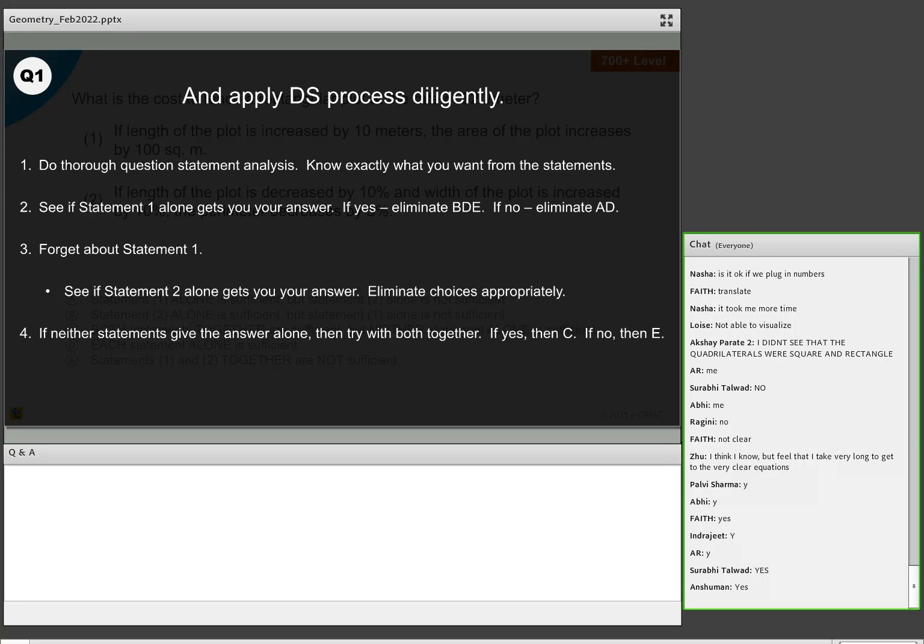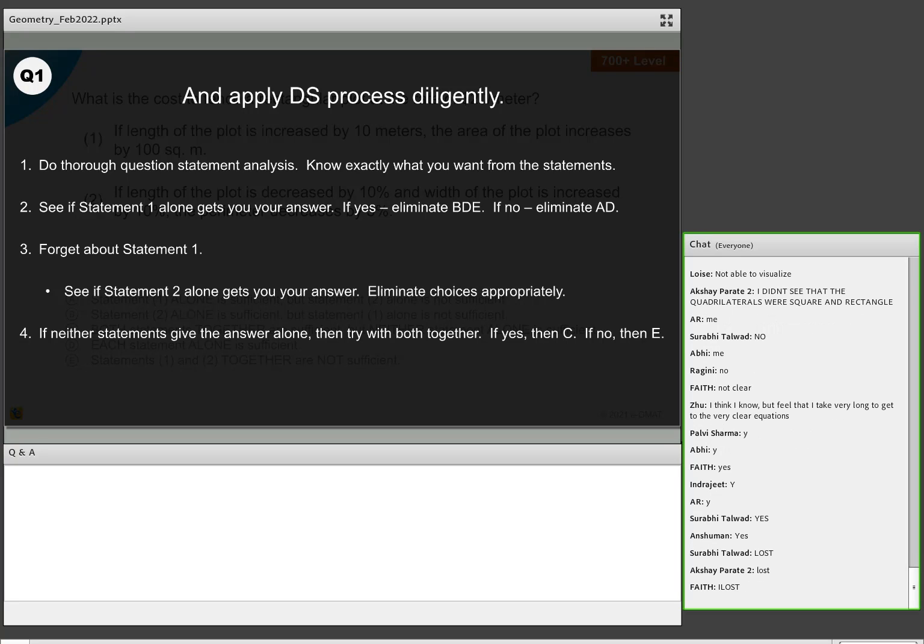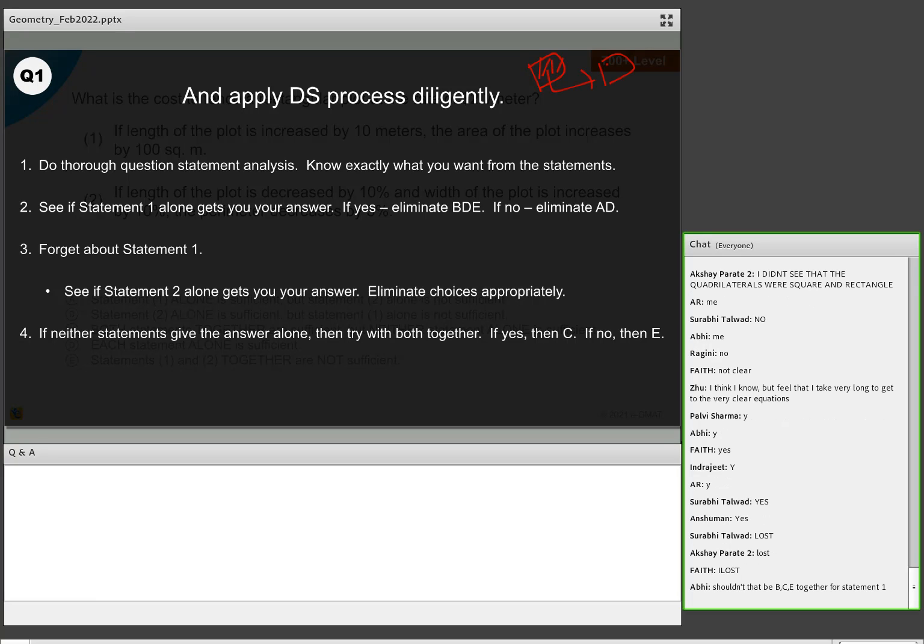Perfect. Yes, good. So statement 3 is the case where both statement 1 and statement 2 together are sufficient, but alone both of them are not sufficient. Option D is a very interesting option which says each statement as it stands is sufficient. If you take statement 1, you can answer the question. If you take statement 2 alone, you can also answer the question. Option E is the case where none of this works. Whatever combination you take, it's not going to answer the question.